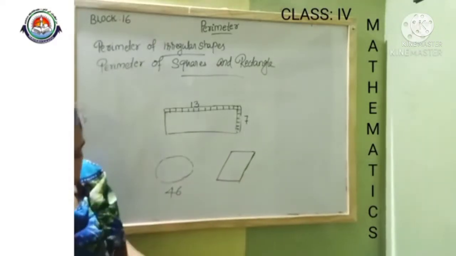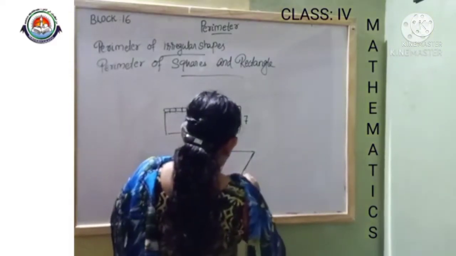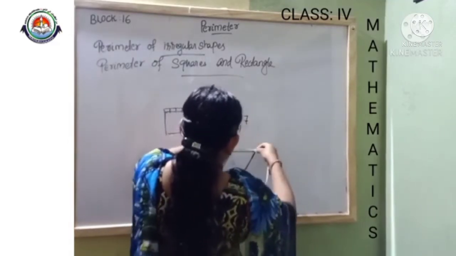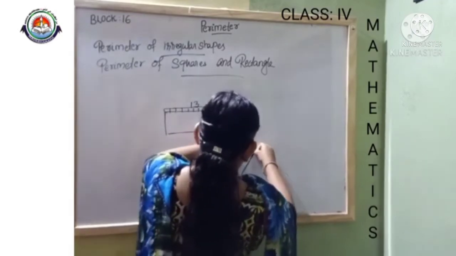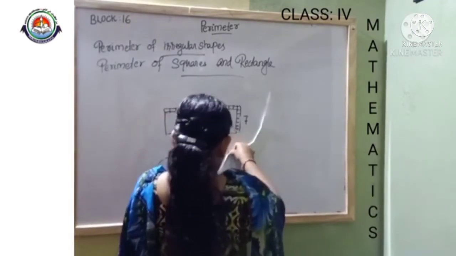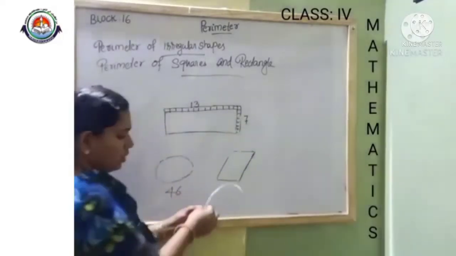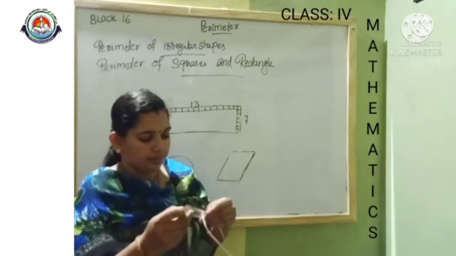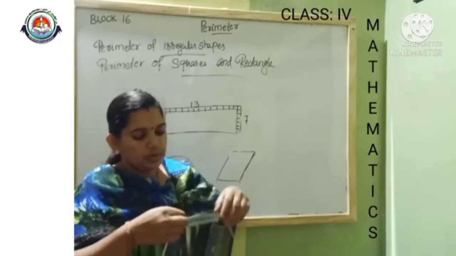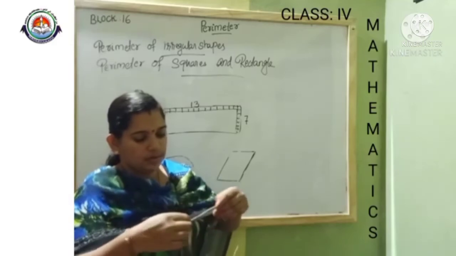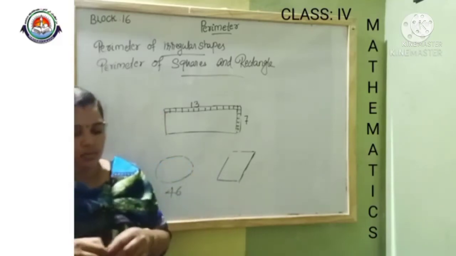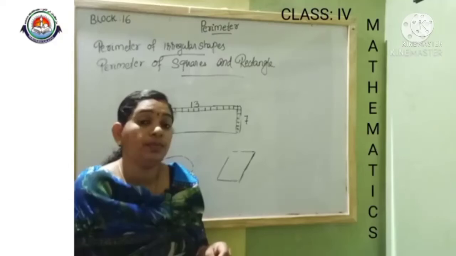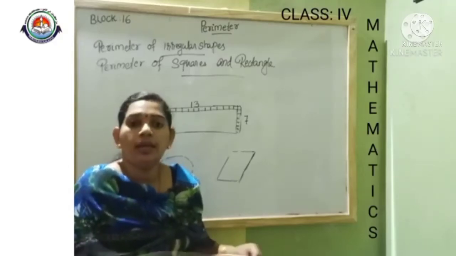Same way you trace this shape also. This much. 15. 15. 45. 45 plus 4, 49. So this is 49.